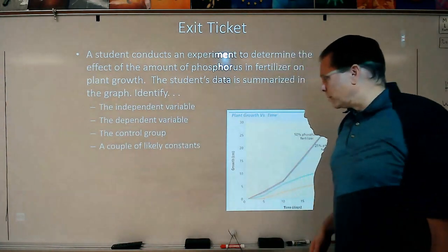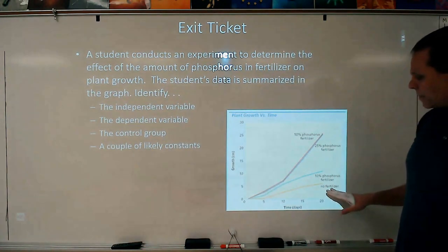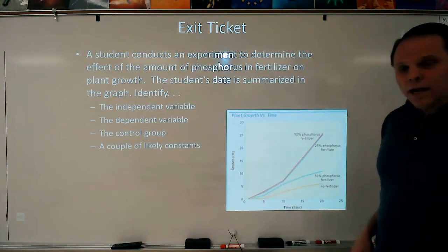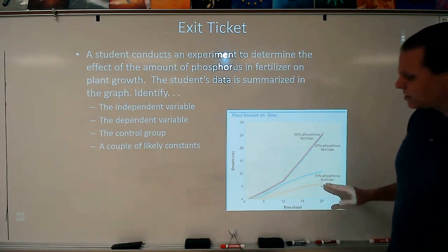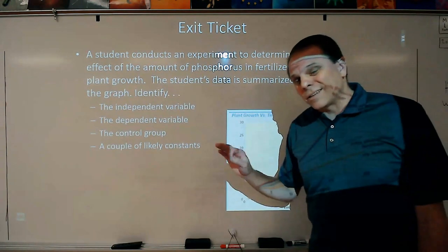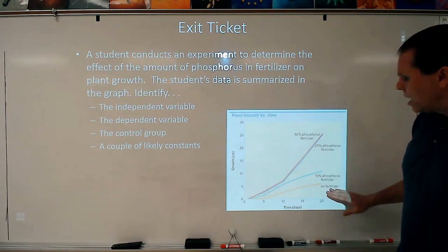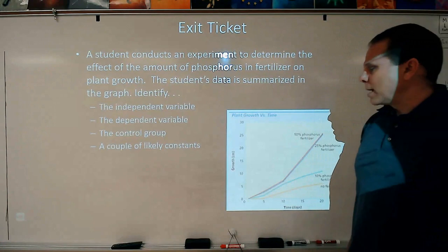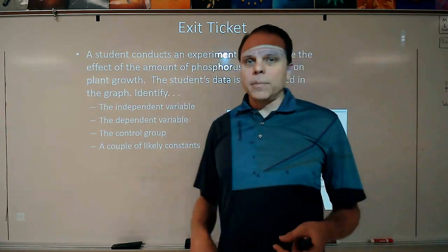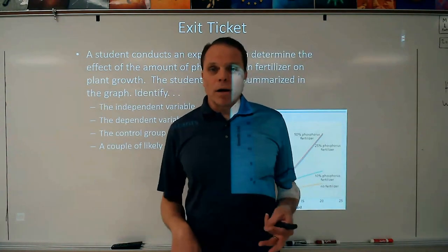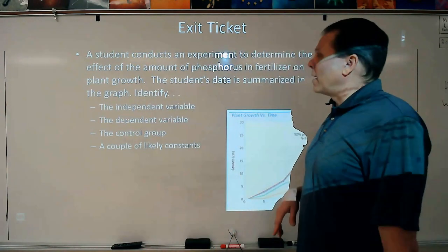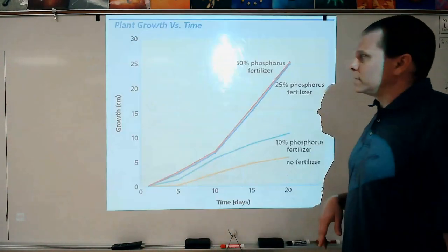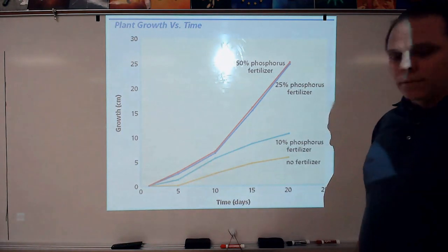The control group. All right, so what has he kept the same? Oh, he's got one of these the same that has not been changed, does not have any extra phosphorus put in it. So that's your no phosphorus or no fertilizer group, okay? And then constants, you know, what kind of things would it need to be constant? You know, the amount of light would need to be constant, temperature, amount of water they're getting, all that kind of stuff, right? All right, so that covers what we want to talk about. There's a little zoomed in picture of that graph.